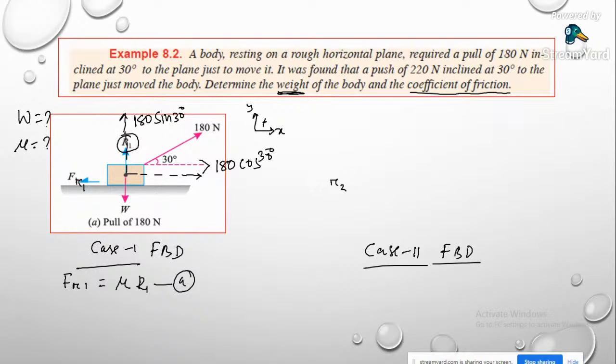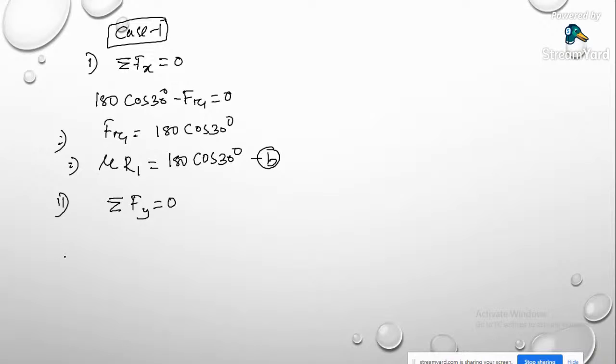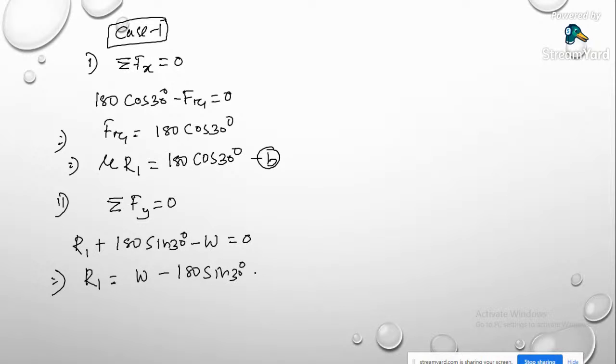So this is R1, 180 sin 30, and this is W. So I can write R1 plus 180 sin 30 degree minus W will be equal to 0. So from here R1 is how much? This is W minus 180 sin 30 degree. This is equation C.